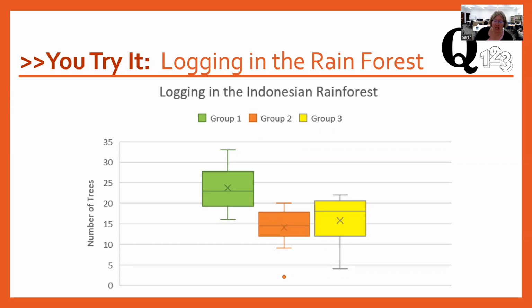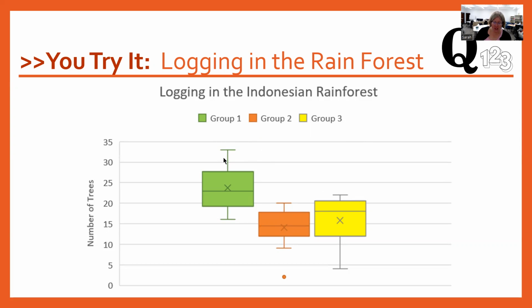First question says, which group has the greatest number of trees per plot? So the greatest number of trees would be the max. When I look at these box plots and I look at the max, the middle graph has the max of 20. The graph for group 3 has a max of maybe 22. And the max for group 1 is about 33. So that would be the biggest max or the greatest number of trees per plot. So that would be group 1.